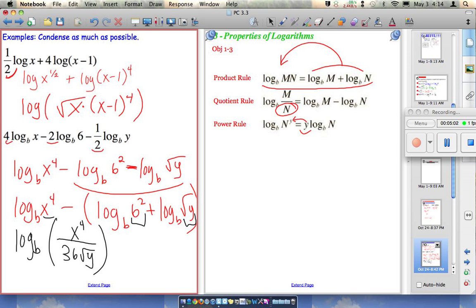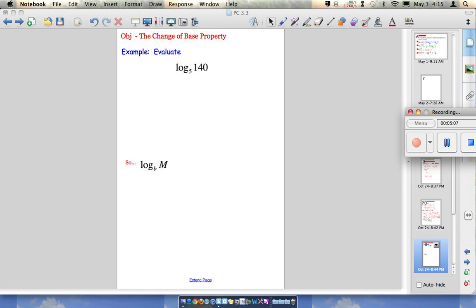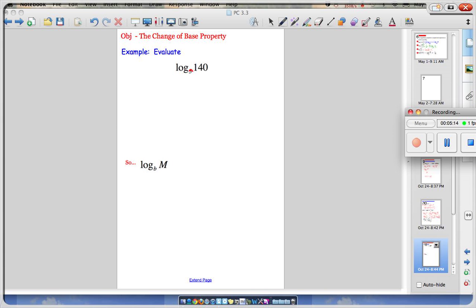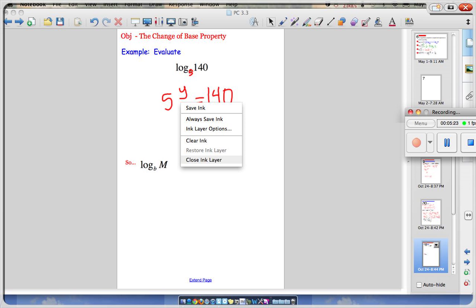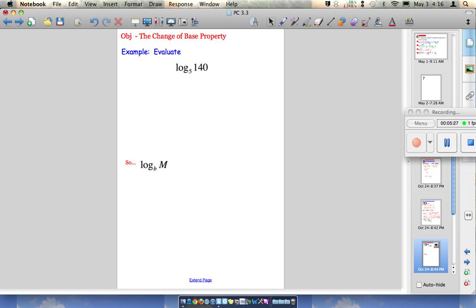Now let's talk about evaluating. So I'm going to walk you through how to evaluate this value. So we're looking for the power y such that when we take 5 to the power y, we get 140. We're looking for that power y. And the trick is it's hard to find that power y because it's not a small number. It's not a number we know, because with 5 to the power y, we don't know what will give us 140. We could guess and check and get close to it in decimal form.